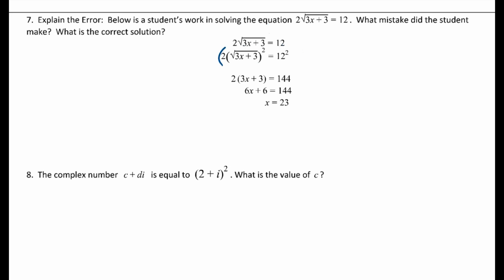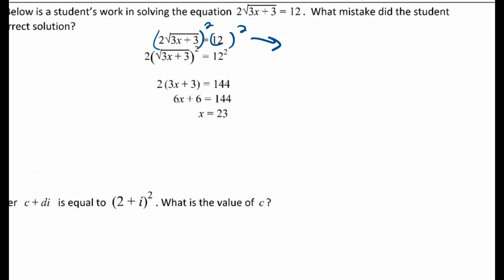He could instead actually square all of both sides of the equation to get 4 times radical 3x plus 3 on this side. Or he could have divided out the 2 first to have that radical isolated. So we already divided out the 2. I'm going to try just squaring both sides from the get-go and seeing what happens here.